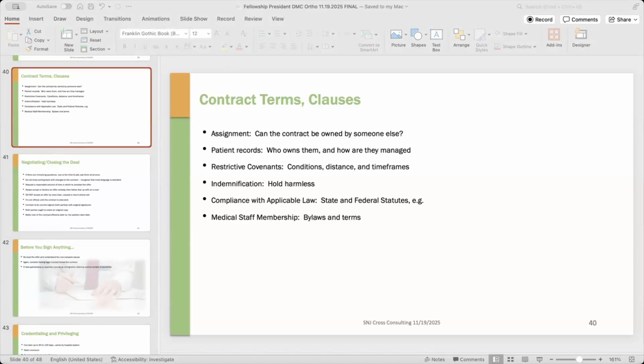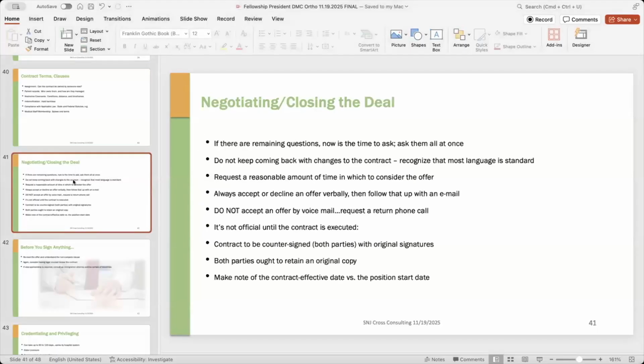So if you go down to the next slide, Brandon, when it comes to negotiating and closing the deal, you'll probably work with the physician recruiter for a large piece of this in most cases, unless the recruiter may not have the authority and the autonomy to help finalize that, in which case you would work directly with the CEO of the medical group or the head physician of a private practice. You want to make sure that all your questions have been answered.